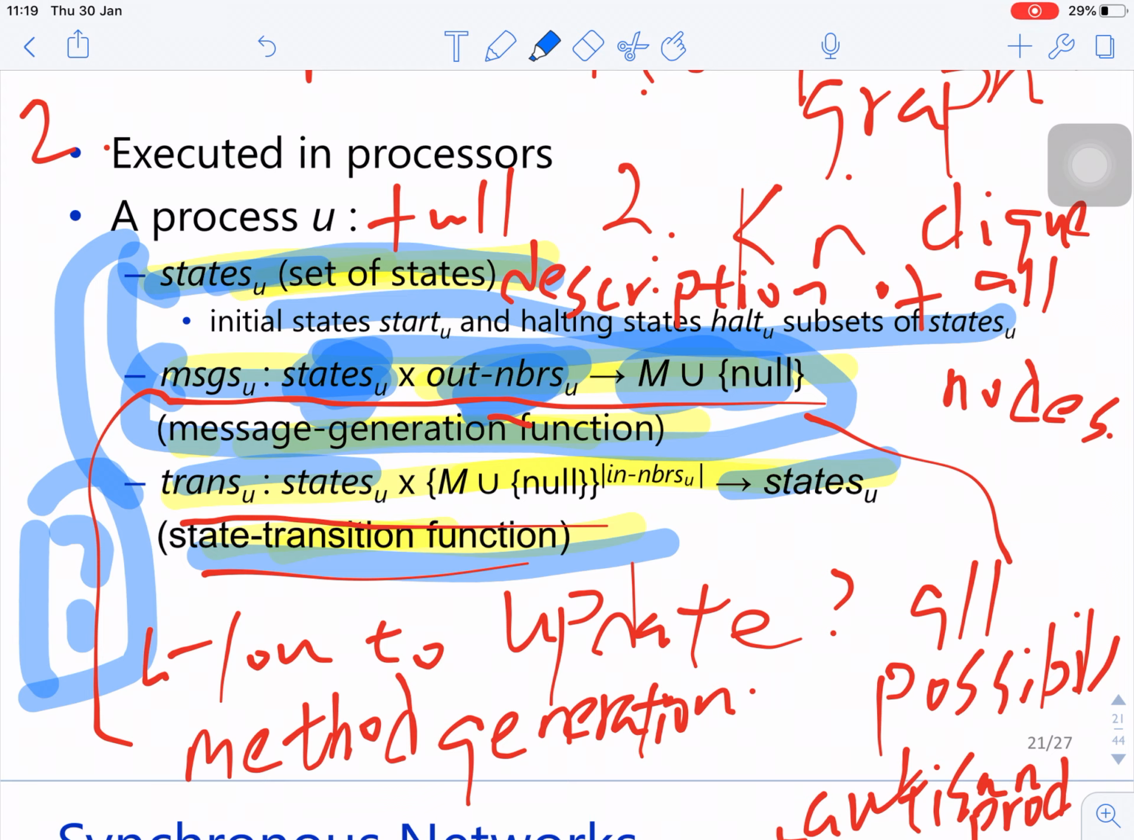I'm not sure whether the out-neighbors are outside the distributed network, right? It's outside the distributed network. How about communication within the distributed network?